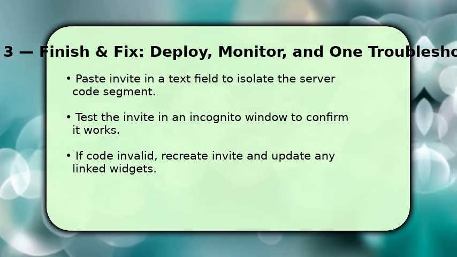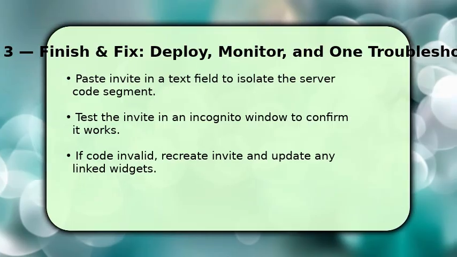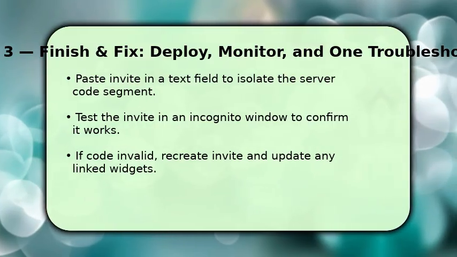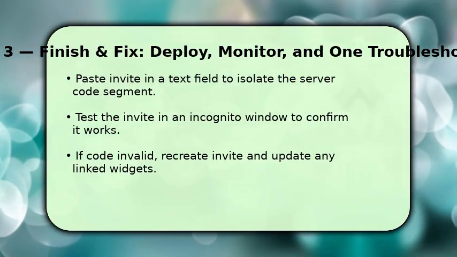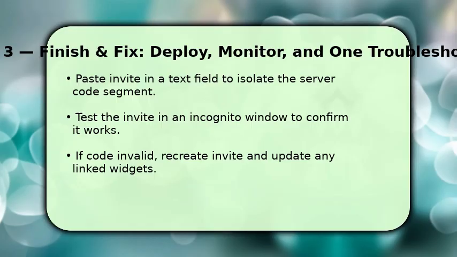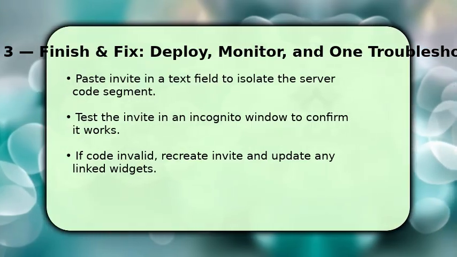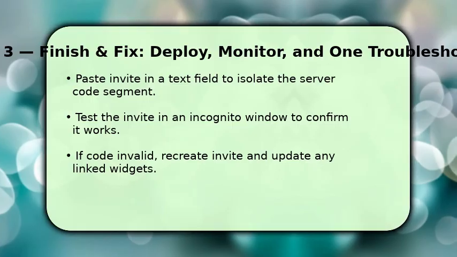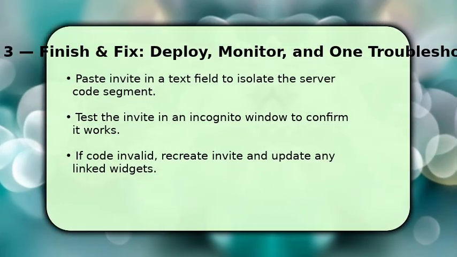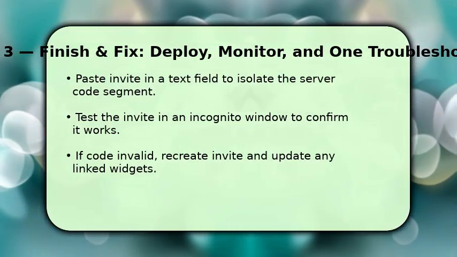You should test the invite in an incognito browser to confirm it grants access, and if it fails, revoke and recreate the invite immediately to produce a fresh code. Make sure to update any widgets or pinned links. Troubleshooting tip: if invites don't appear, recheck permissions and audit log, then recreate an invite as owner or admin.